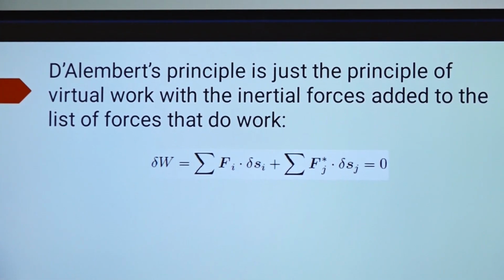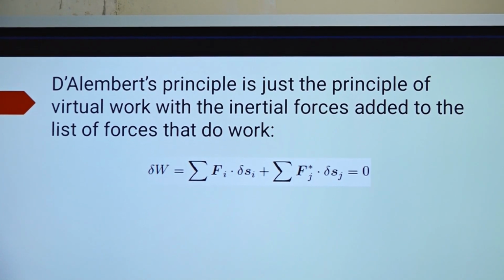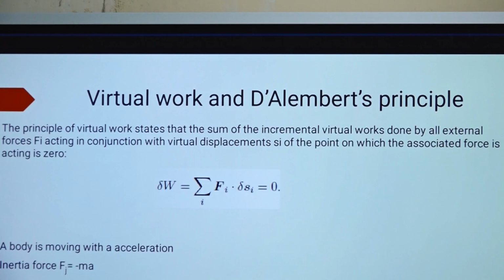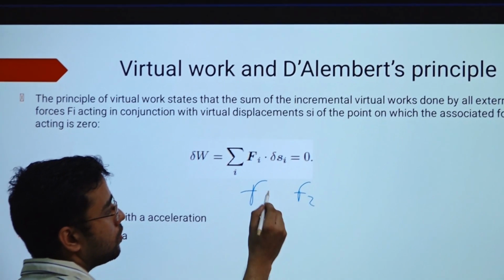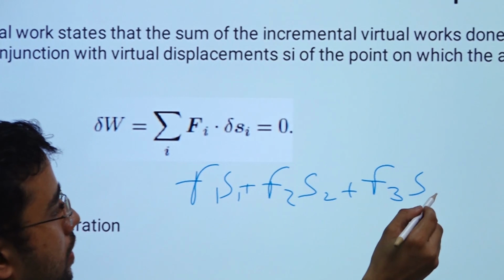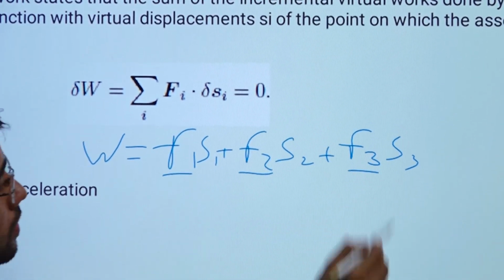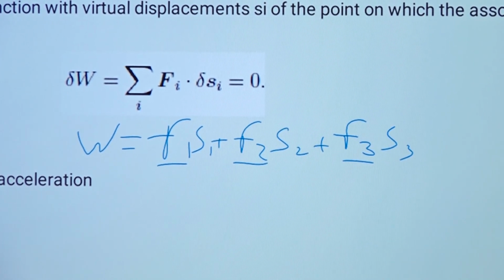So D'Alembert's principle is just the principle of virtual work with the inertial forces added to the list of forces that do work. So here you can see we are using F1 S1 plus F2 S2 plus F3 S3 and so on. All these forces are external forces, in that frame, all the forces which are acting externally over the boundary.